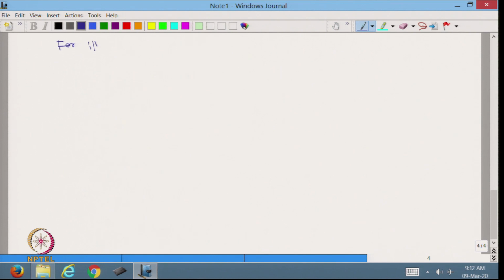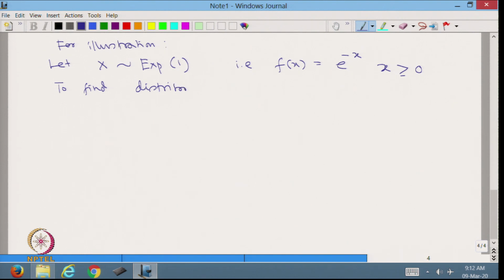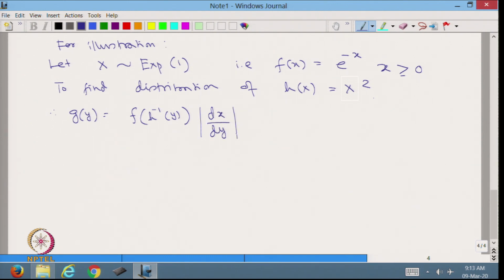For illustration, let x be distributed as exponential with parameter 1, that is f of x is equal to e to the power minus x when x is greater than or equal to 0. To find the distribution of h of x is equal to x square. Therefore, g of y is equal to f at h inverse y multiplied by dx dy.